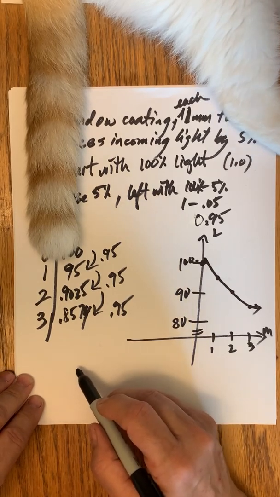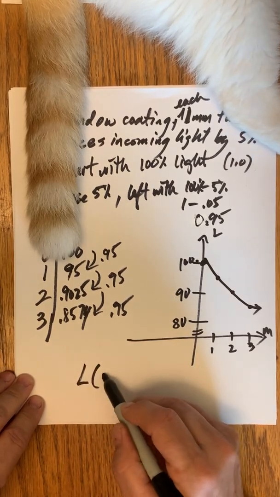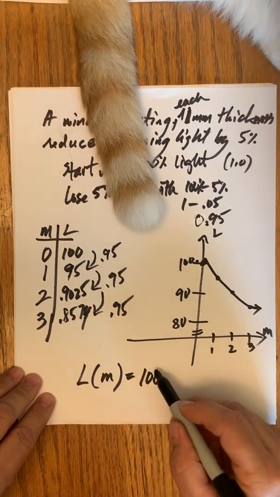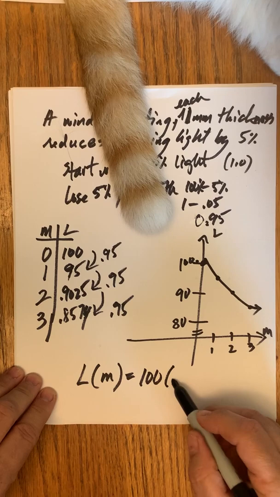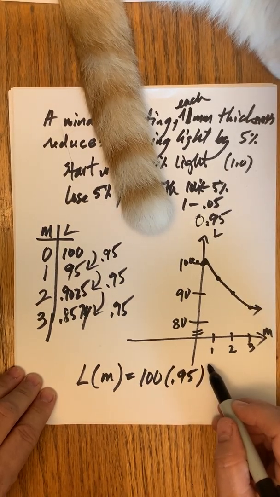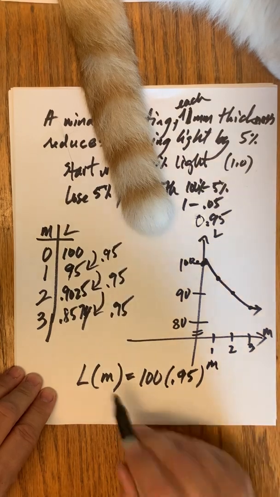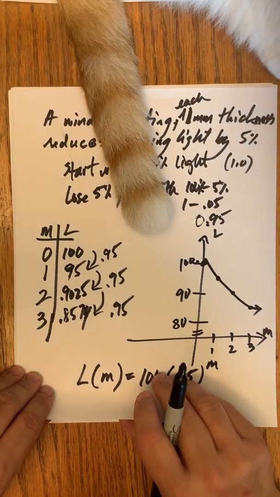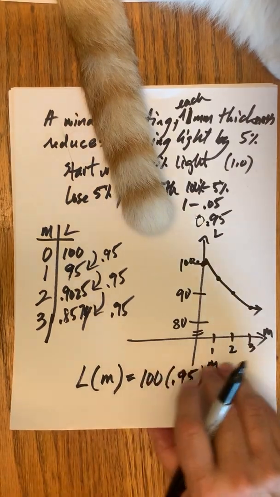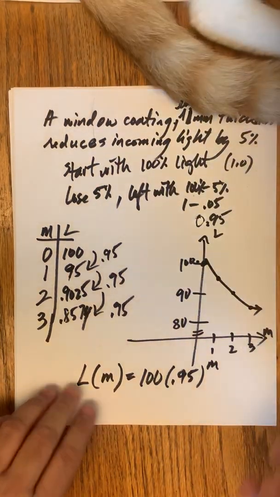So now how do I represent this? Well, I can say that the light as a function of the millimeters is, start with 100 and then multiply by 0.95 to the n, since I'm doing millimeters. I wonder if I did that with the other ones. Just make sure. No, I used t. All right, well, that's okay. You can use whatever variable, right?